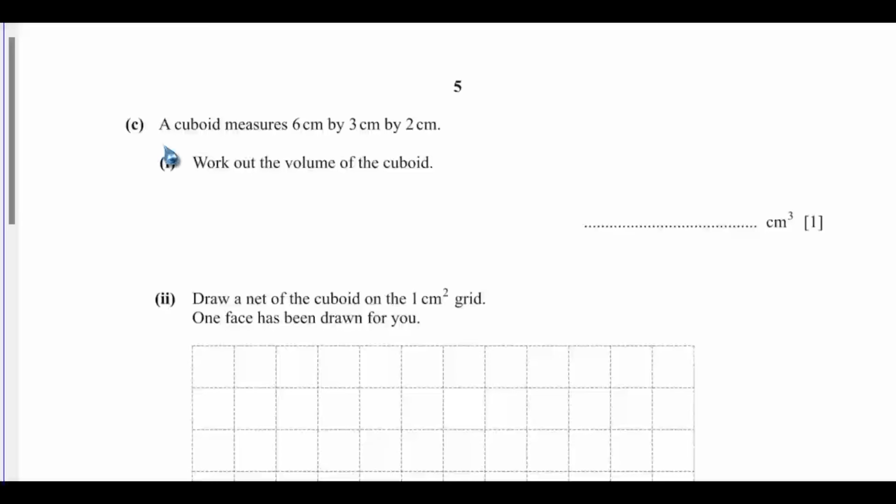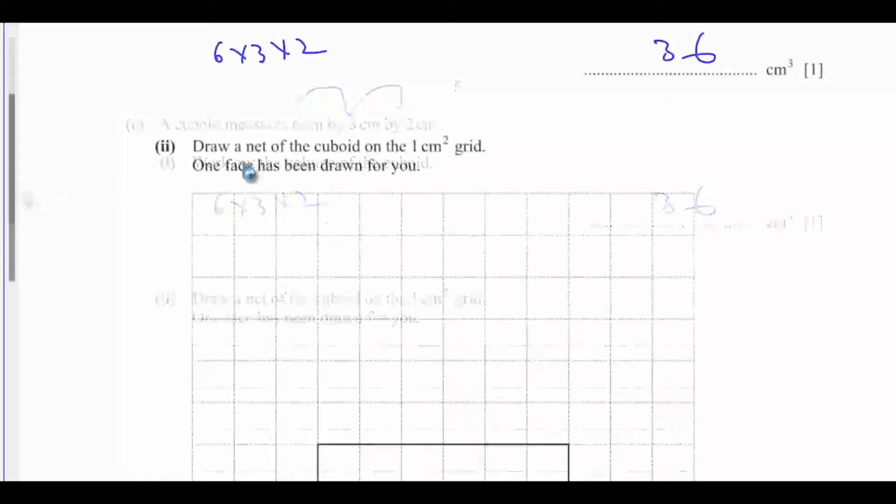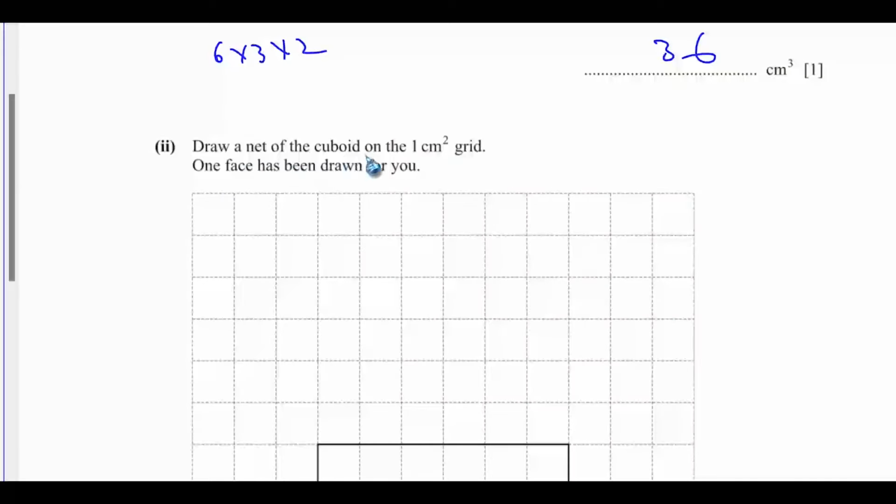So the next question will be part C. A cuboid measures 6 centimeters by 3 centimeters by 2 centimeters. Work out the volume of the cuboid. So the volume will be this by this by this, that is 6 by 3 by 2. That will be 36 centimeters cubed. We have 36 here.